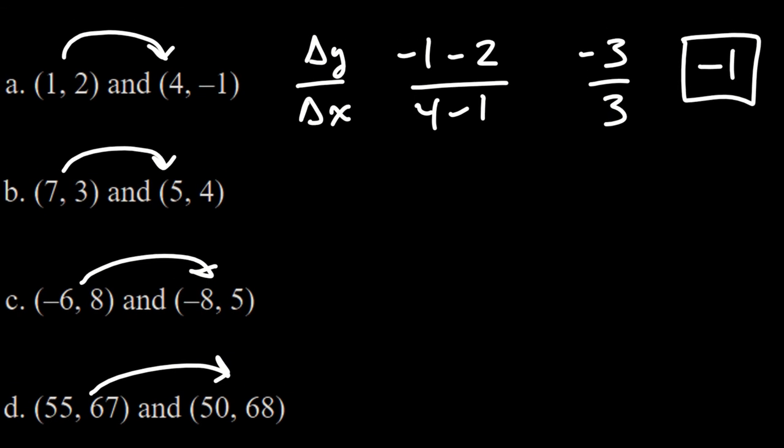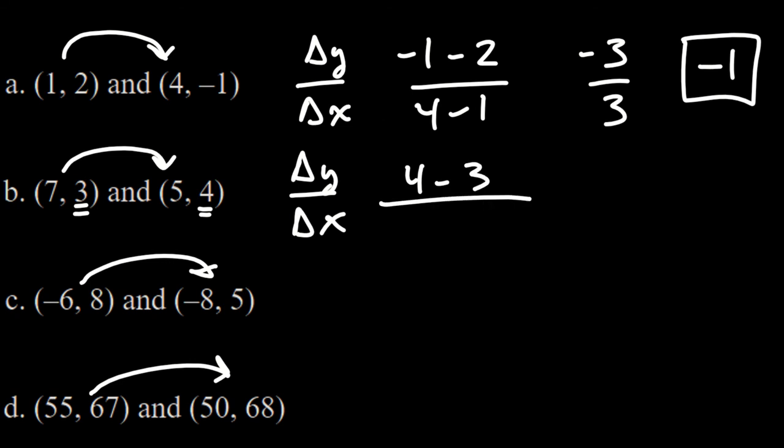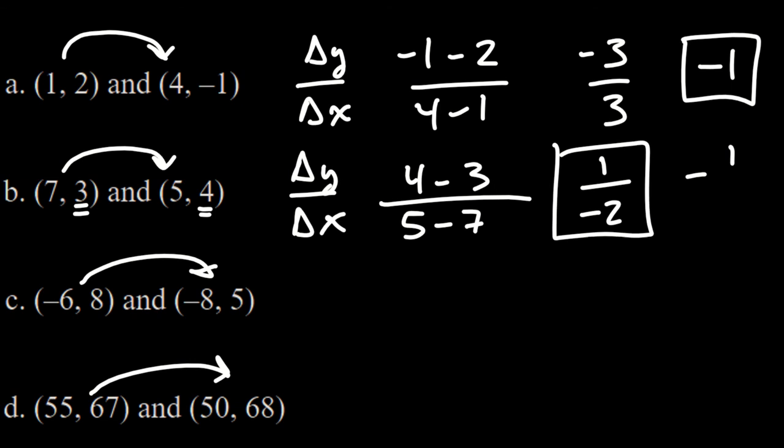The next one has a slope of, again, I'm looking at the delta y over the delta x. You can see here's the y that I ended up at, here's the y that I began with. So I'm just going to take 4 minus 3 and divide that by 5 minus 7. 4 minus 3 is 1. 5 minus 7 is negative 2. So my slope here, well, that's it. It's just negative 1/2. That's fine.